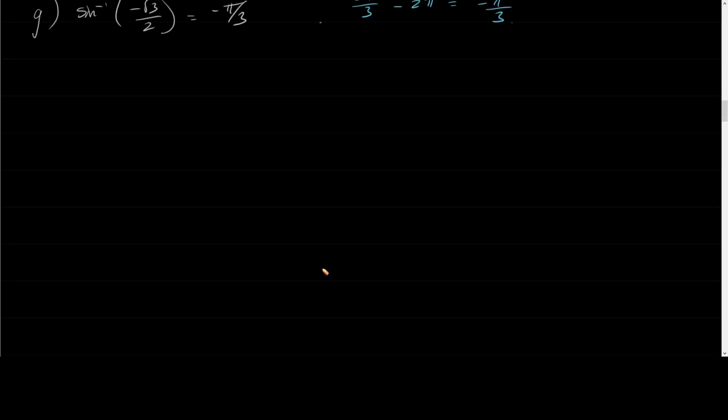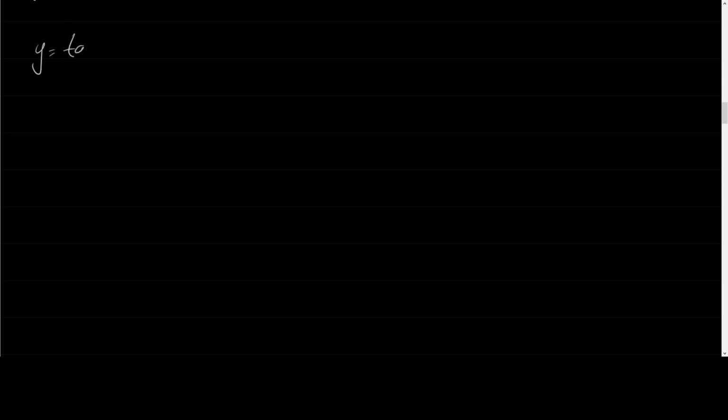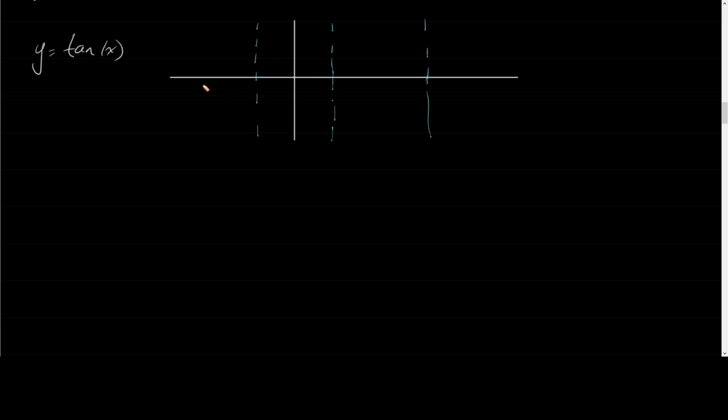And here we go. So before we look at tan inverse, let's first recall what y equals tan of x looks like. Tangent looks as follows. It's got a whole bunch of vertical asymptotes, and it just keeps repeating itself, right? So the graph itself looks like this, and it repeats forever and ever in both directions.